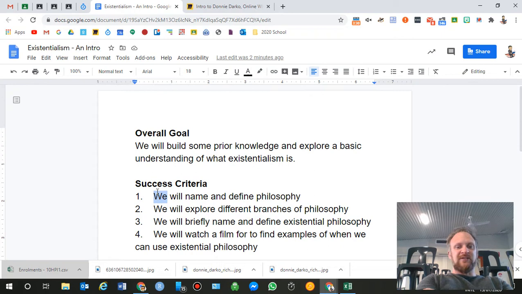Okay, the next criteria is really important. We're going to explore different branches of philosophy. Because philosophy isn't just one overall topic, it's actually divided into many subtopics. And to understand where existentialism fits in as a philosophy, we need to see how it is related to other types of philosophy, and that's what we're going to do. We're going to look at the different branches, and we're going to see whether or not those branches cover existentialism. So can you take a note? Can you write down, we will explore different branches of philosophy and score yourself out of 4 based on how well you think you can do that at the moment.